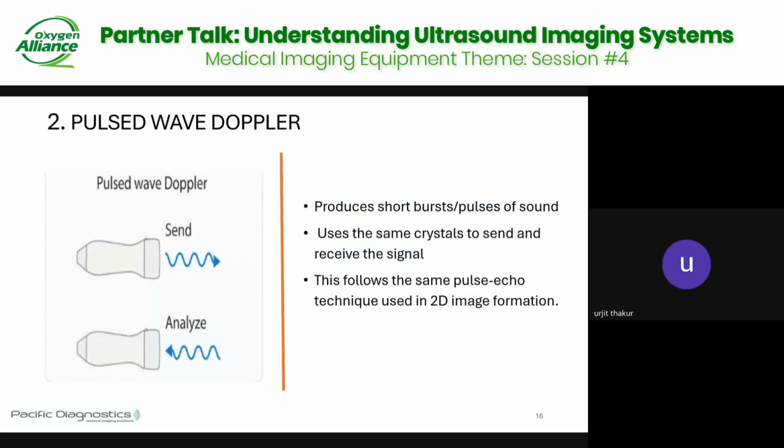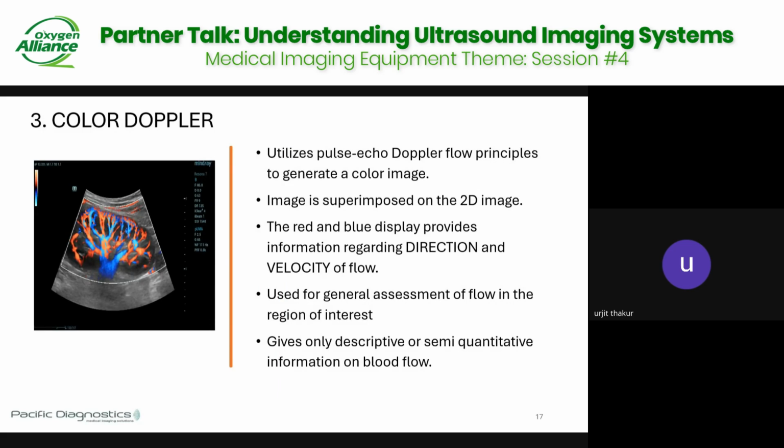That's how you're observing the movement or the velocity of the organ you're trying to scan. Then we have pulsed wave Doppler, slightly different than the continuous wave, in the sense that it sends pulses in short bursts, and it uses the same crystal to send as well as receive the signal. So what this does is you get a 2D image formation due to sending and receiving the signal from the same crystal. Then we have color Doppler.